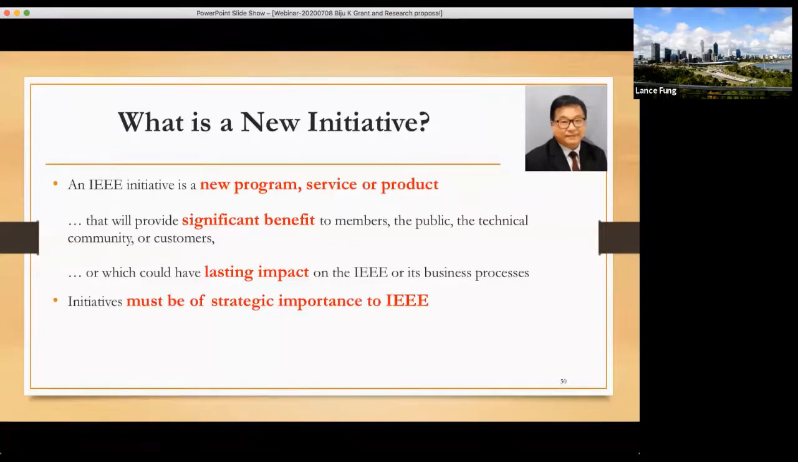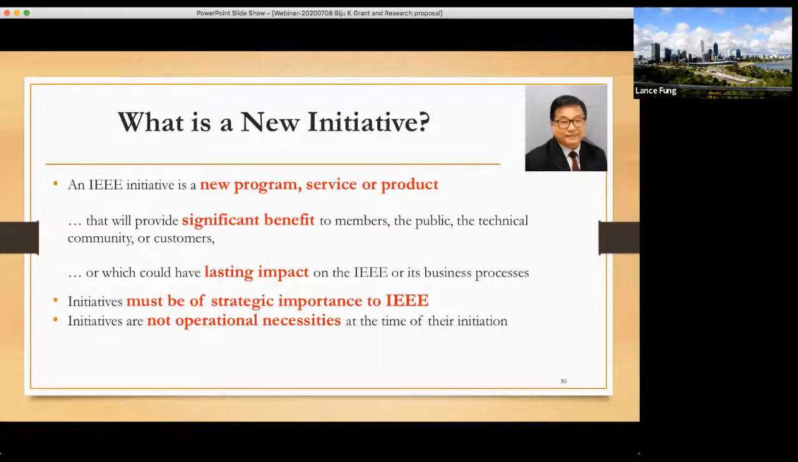Also, it must be of strategic importance. This is where you need to align with the strategic plan of IEEE. Right now we are in 2020 to 2025, and we have a new plan coming up. We do not support any ongoing necessity. Recently we also saw another application asking for money to buy projectors and computers within a school. Again, we will reject it, because it is not really for us to fund just normal teaching.